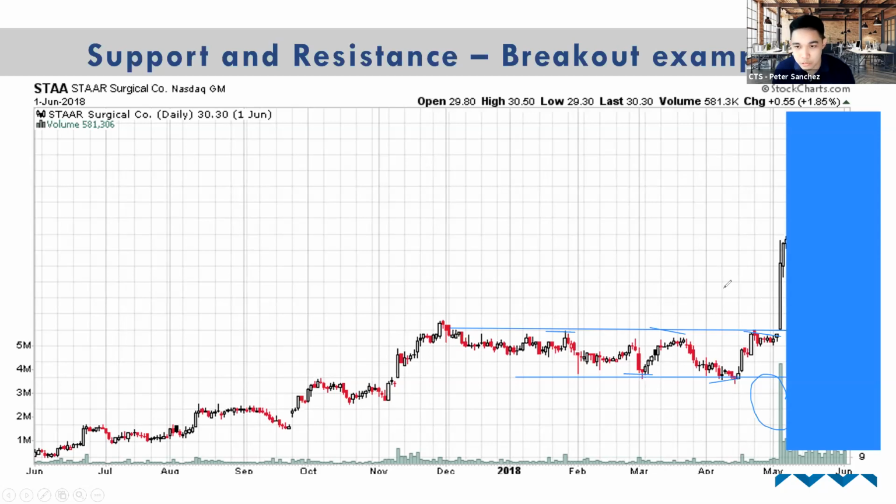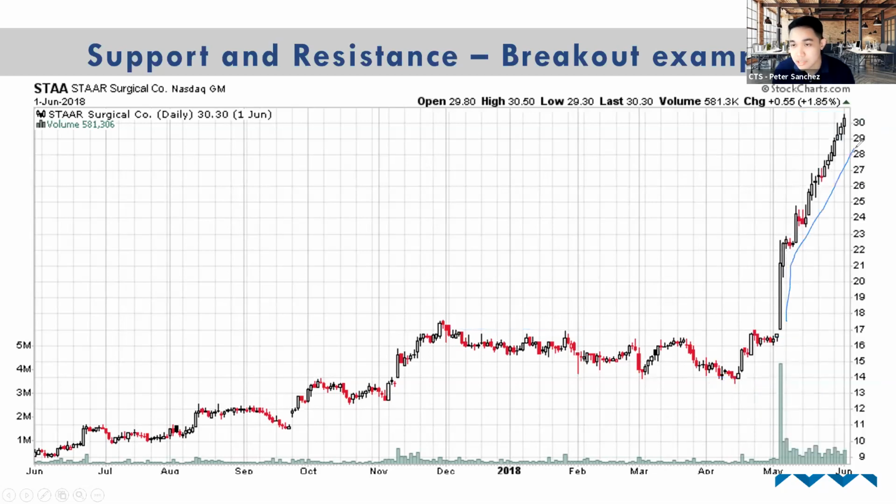And lo and behold, after that breakout, tumuloy lang siya. Sa case pa ni STAA, sobrang lakas niya. Kasi I believe may catalyst to eh. Naglabas siya ng earnings and the earnings was very good. So, yeah.